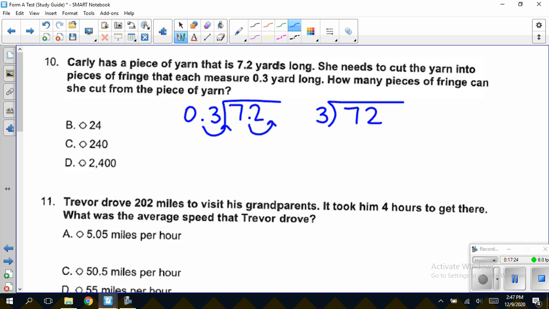3 goes into 7 2 times, which is 6. 7 minus 6 is 1. Drop down the 2. 3 goes into 12 4 times. 3 times 4 is 12. And I no longer have a remainder. So now I have the choice B, 24 pieces.